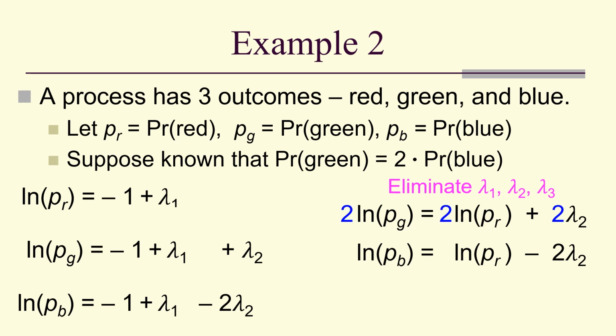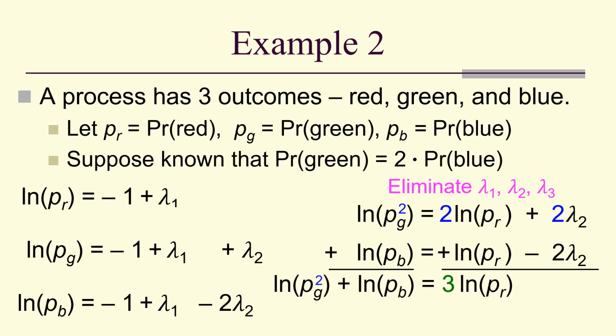So I've multiplied that top equation by 2 because that's going to allow us to cancel the lambda 2 terms. And using the properties of the logarithm, I can take the 2 as a power of P sub g, combine, and we're going to get this sum on the left equal to 3 ln p sub r on the right. Using our properties of logarithms, we can take that as the log of a product equals the log of p sub r cubed, and therefore we have to have p sub g squared p sub b equal to p sub r cubed.